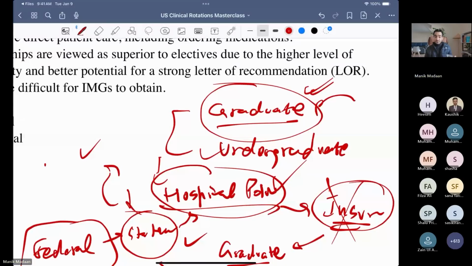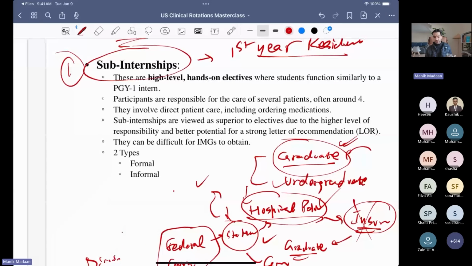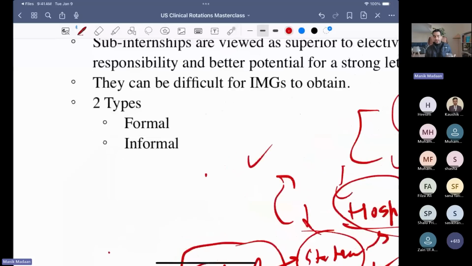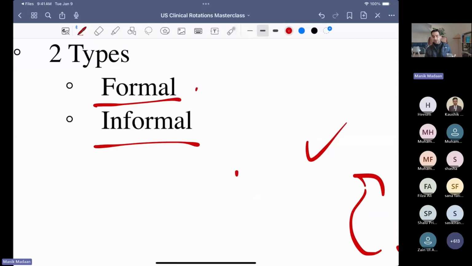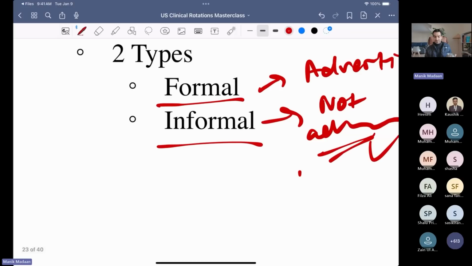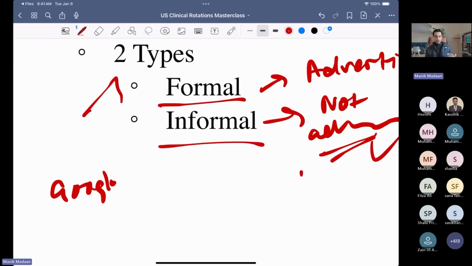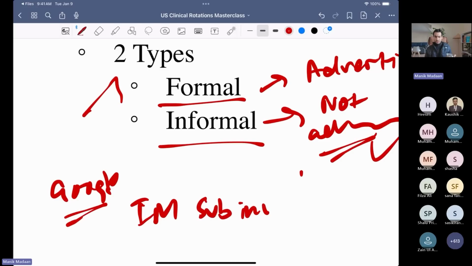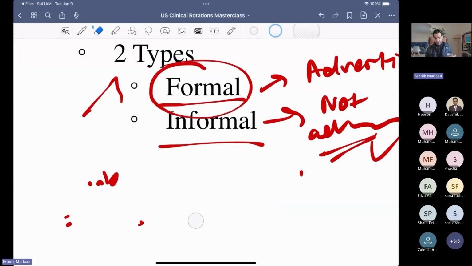Just to clarify that. So sub-internships are available if you're in med school. They're available if you are out of med school. And there are two types of sub-internships, formal and informal. Formals are the ones which are advertised. Informals are the ones which aren't advertised. Formals are the ones, if you do a Google search, let's say internal medicine sub-internships for IMGs, you're going to find some experiences where they're advertising, yes, we have a sub-internship, it's a formal program, apply to us, right? Informal ones are the ones that don't exist, but they can create the positions.